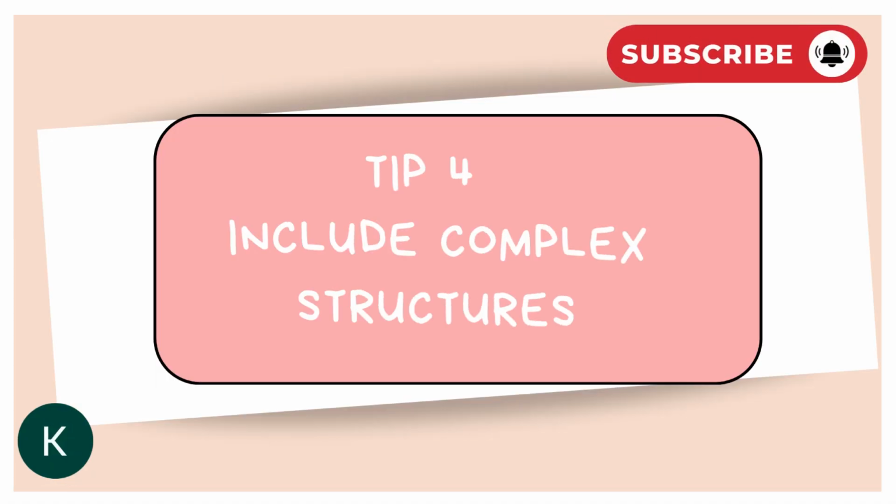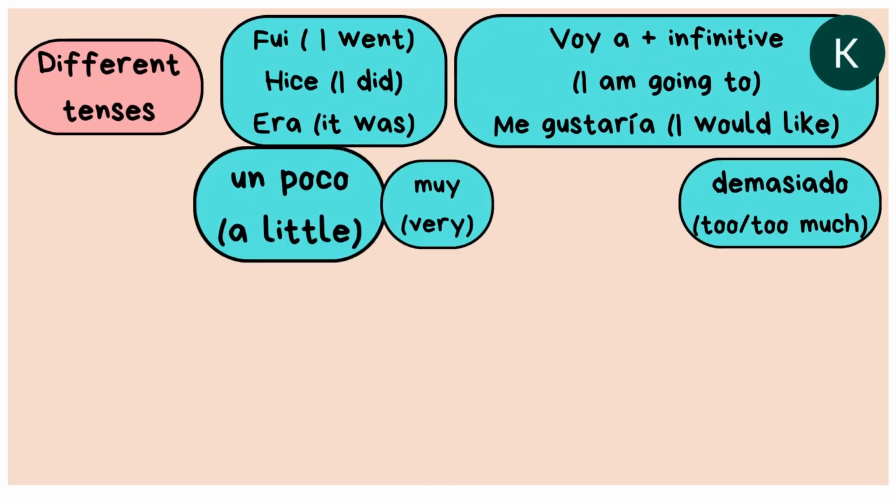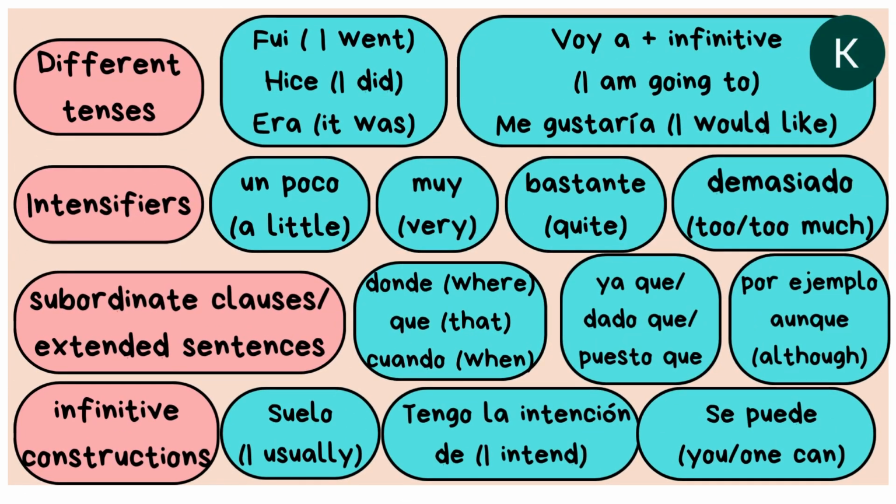Tip 4, include complex structures. So AQA classes the following categories as complex structures. We have different tenses, intensifiers, subordinate clauses, or infinitive constructions. So running up to the GCSE exams, obviously it's really important for you to revise your different tenses. But if you are a few days away, here are some key structures that could be really useful to you.